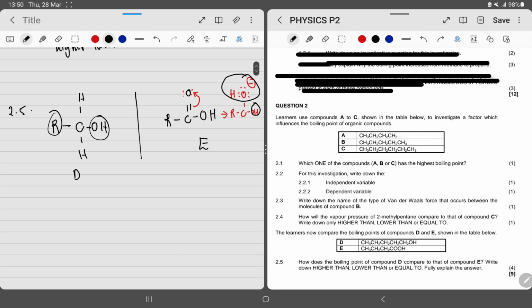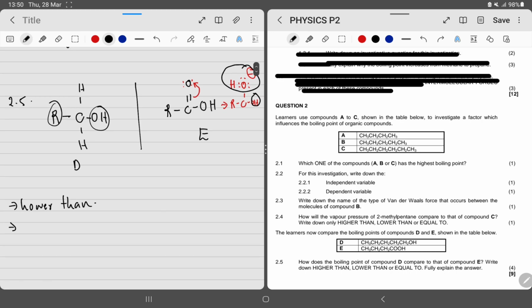Okay, now let's answer the question. How does the boiling point of compound D compare to that of E? So it is lower than. And the reason for this is because E, which is the carboxylic acid, has two sites for hydrogen bonding, while the alcohol, which is D, has only one.